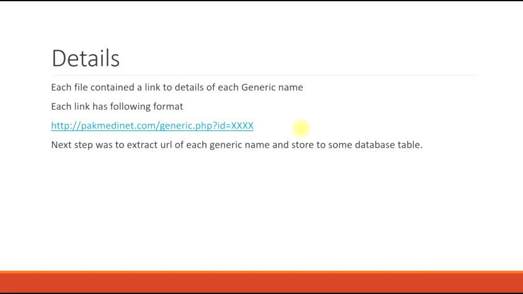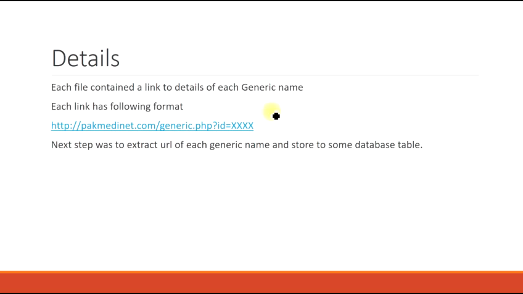Next, what are we to extract from each of these files? Each file contains a link to each generic name detail page, which has this format. Here the ID can be any number. So we are to extract the link from every page, especially the ID part, so we can make a hit to the server against this ID and get the detail page for every generic name medicine.